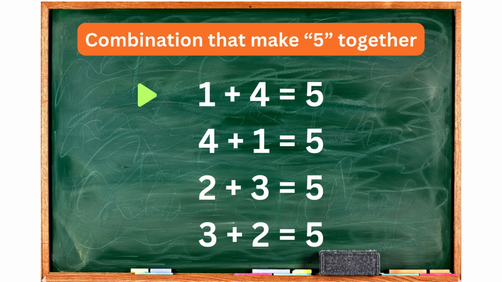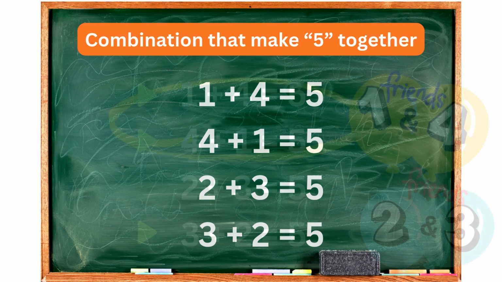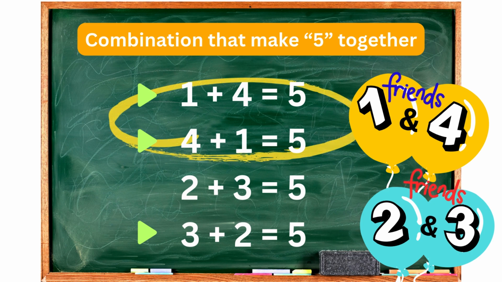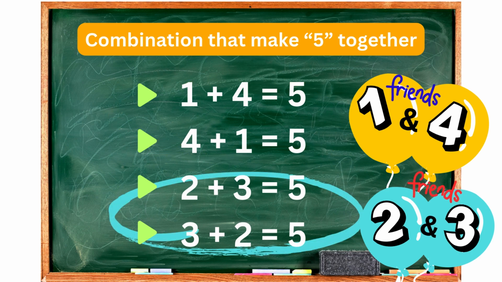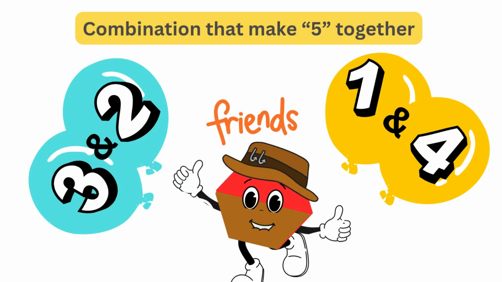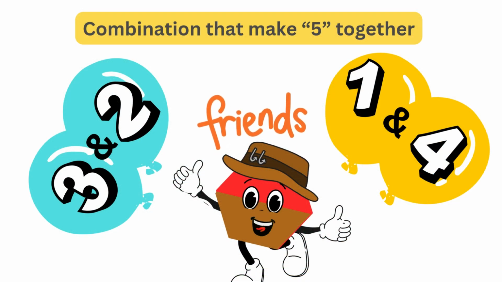1 plus 4 is equal to 5. 4 plus 1 is equal to 5. 2 plus 3 is equal to 5. 3 plus 2 is equal to 5. Therefore, 1 and 4 are friends, and 2 and 3 are friends that make 5 together. Please remember which numbers are friends with each other.